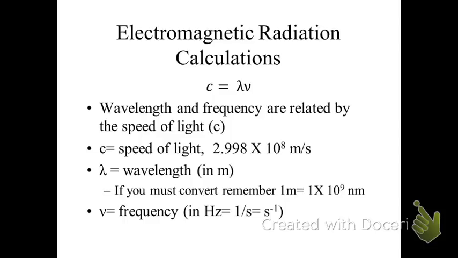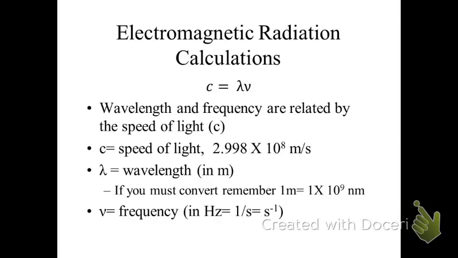Now, like I said, there are calculations that can be done with the light. The first one is c equals lambda nu. This equation is capitalizing on the fact that wavelength and frequency are directly related by the speed of light. So, by the way, I said directly, I meant inversely, I'm apologizing.